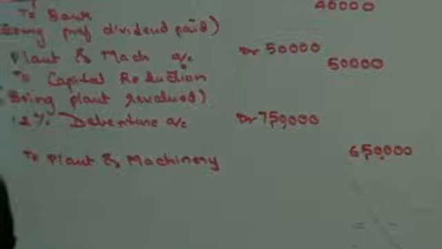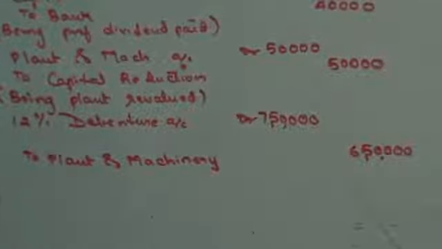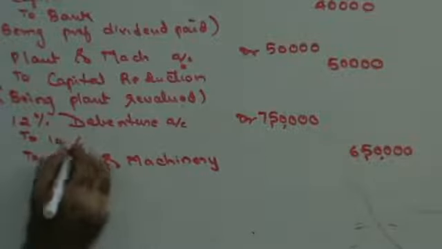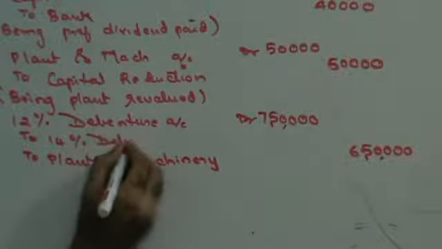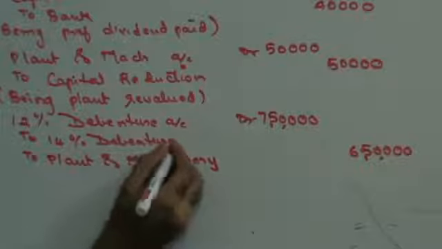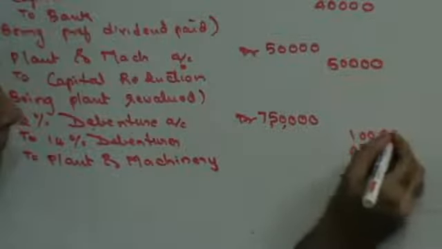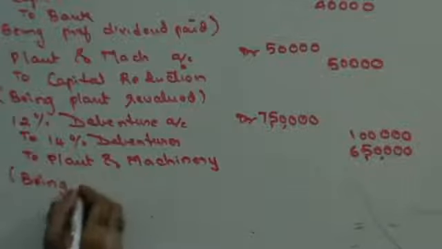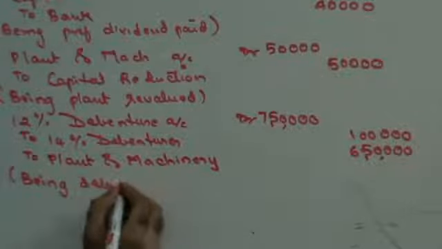Now, about the remaining, they are saying that the remaining claim should be converted into 14% debentures. To 14% debentures, 1 lakh. Being debenture holders claim settled.